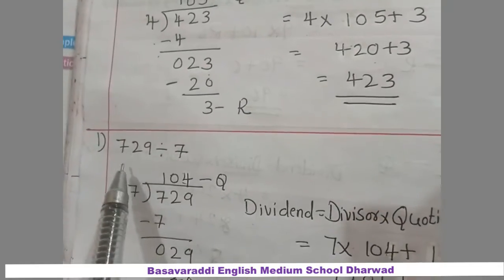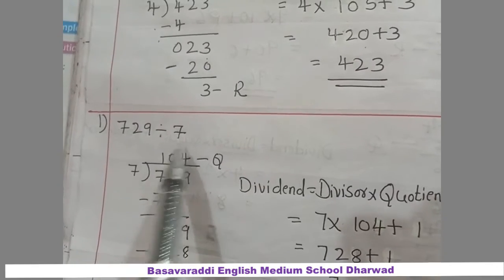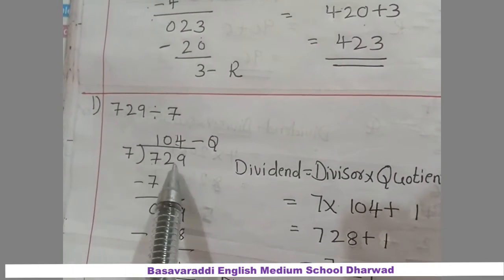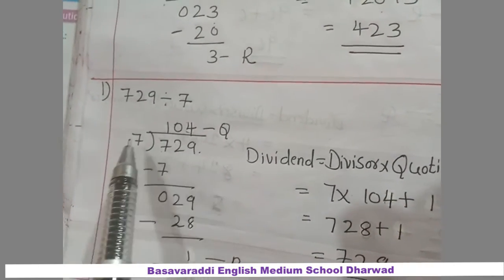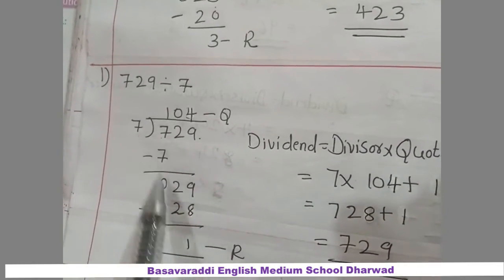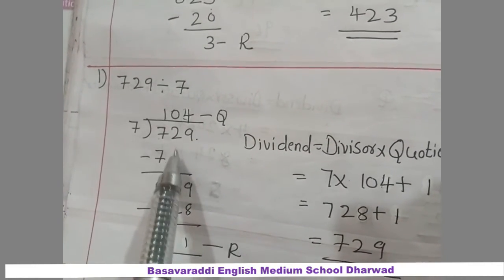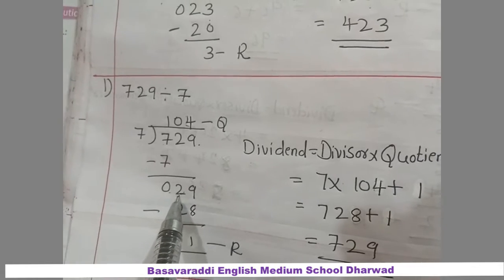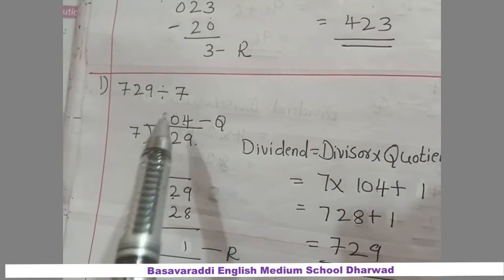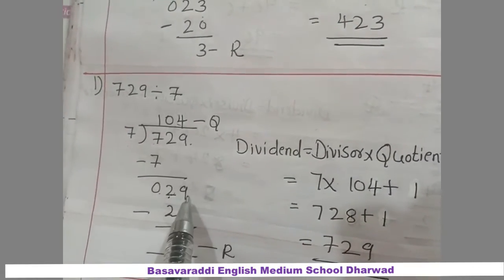Now 729 divided by 7. 7 is the divisor. 729 is the dividend. Now we have to divide. 7 ones are 7. So 0. Again we bring down the tens place, that is a 2. We can't divide this one, so we put 0. Again we bring down the ones place, that is a 9.